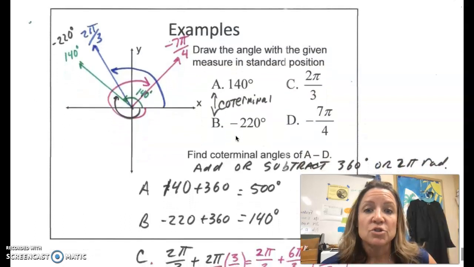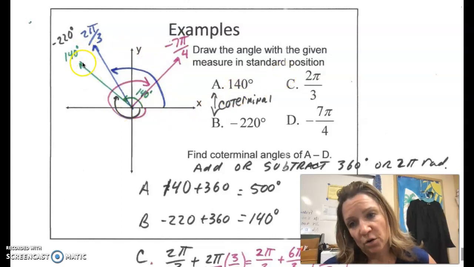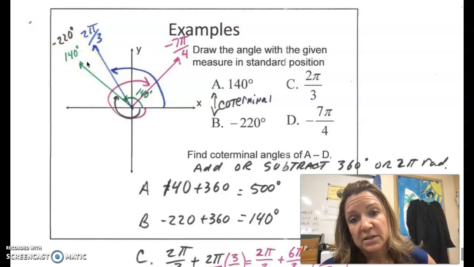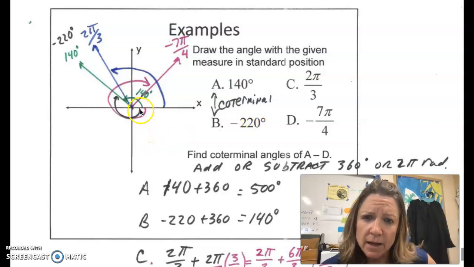On the next slide, we're going to draw the angle with the given measure in standard position. That means we want to start at this initial position. And 140 degrees is going to put us over here in quadrant 2 with this green ray right here at 140 degrees. B, we're going to graph negative 220 degrees. And it ends up being this black one right here.